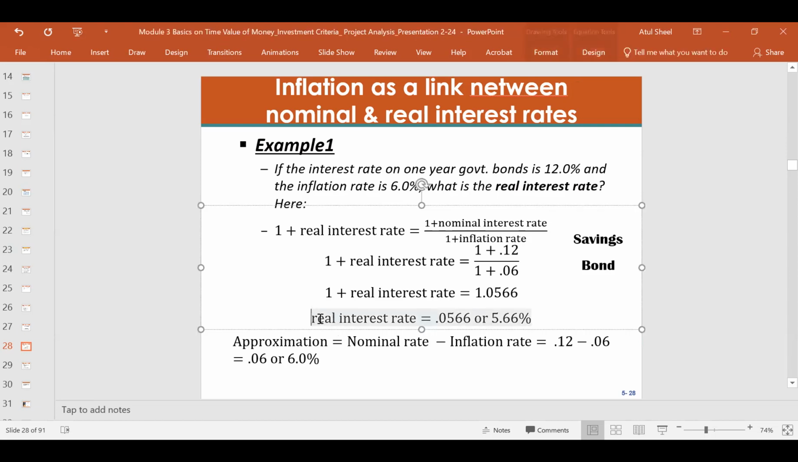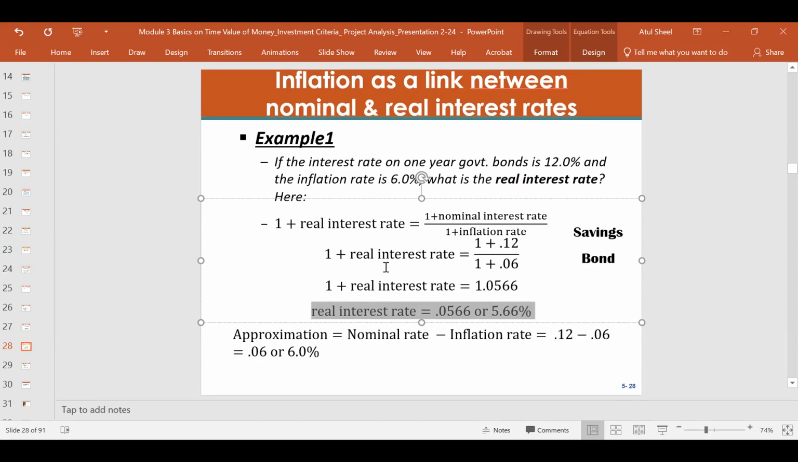So my real interest rate here is 5.66%. And when you use the approximation, you will see that it comes to about 6%, because 12% minus 6% is 6%. This is an approximation. It is not accurate, but it gives you a rough idea. So this is how you change between real and nominal figures. Same thing with cash flows also. It will be the same thing.